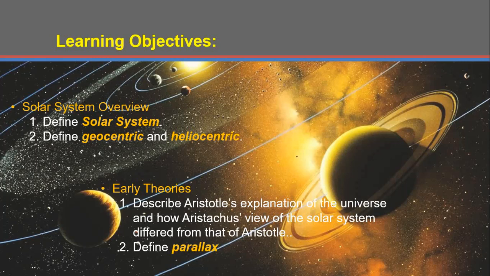Namely, we're going to study the views of two scientists in these slides: Aristotle's explanation of the universe and Aristarchus's view of the solar system. Now, both of them are different, and we're going to see how different. And we're going to define along the way the word parallax. What is parallax? We're going to get to know it and, of course, define it.